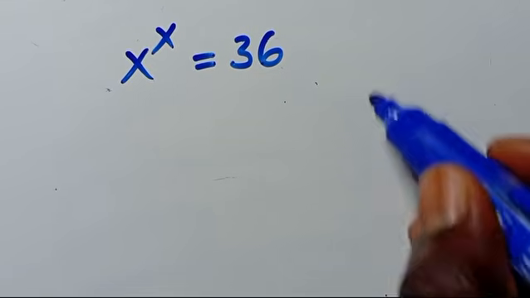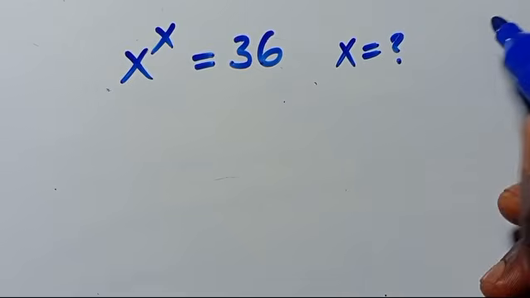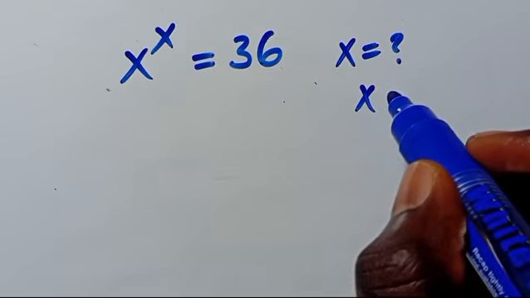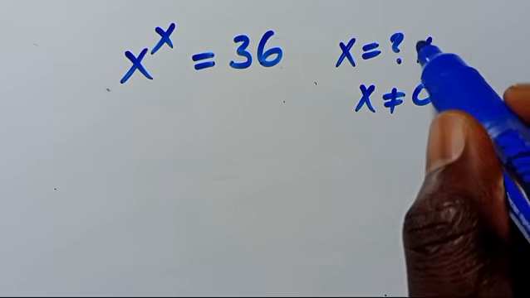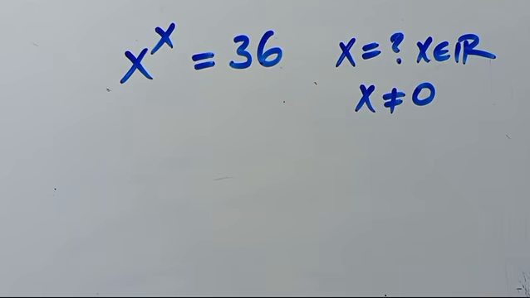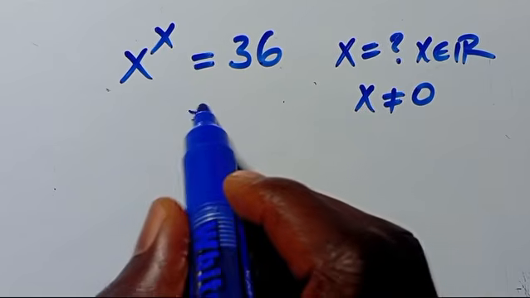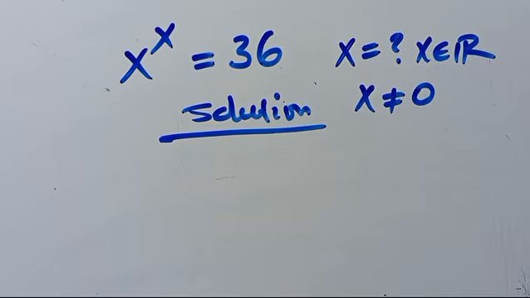In this video, we want to find the value of x such that x to the power of x equals 36, where x does not equal 0 and x is a member of the real numbers. So let's have it to be the solution. To solve this, we're going to apply the Lambert W function.